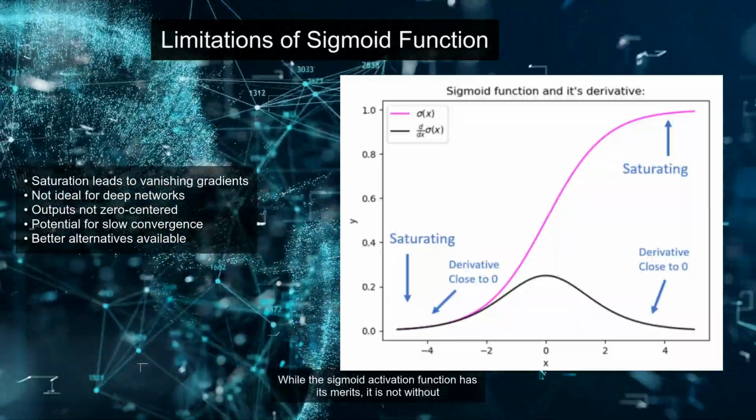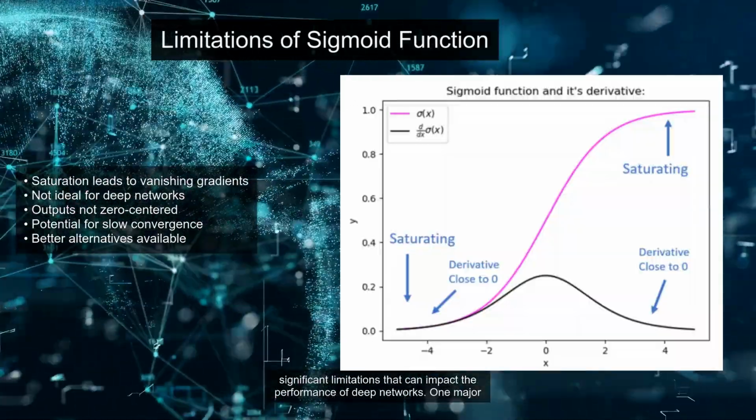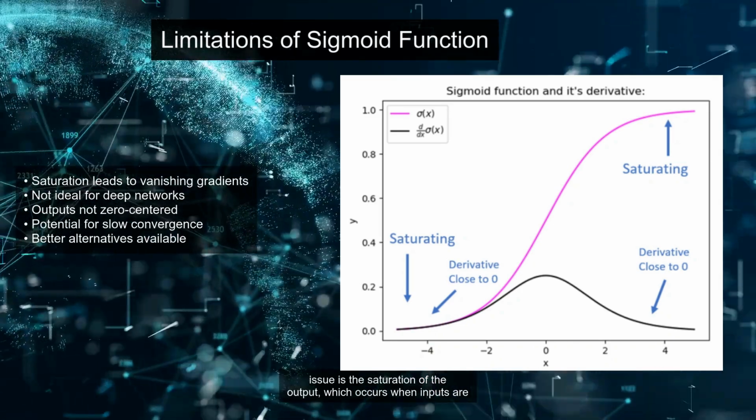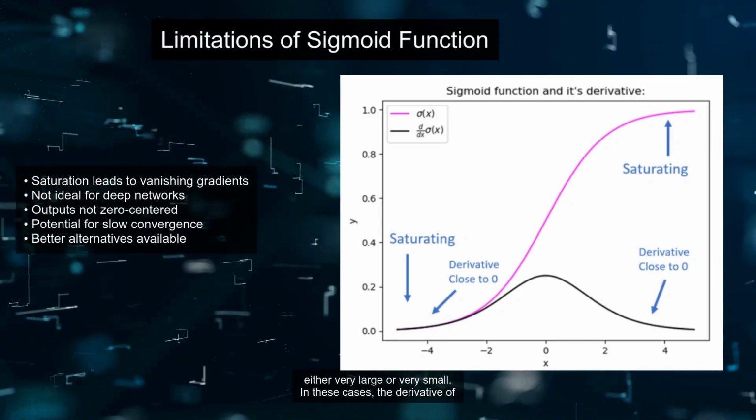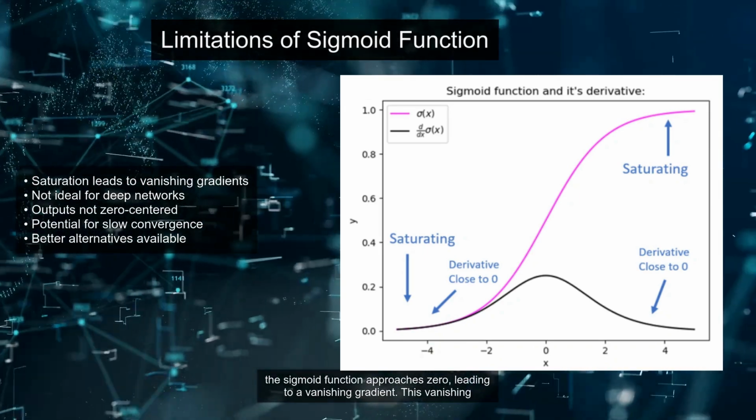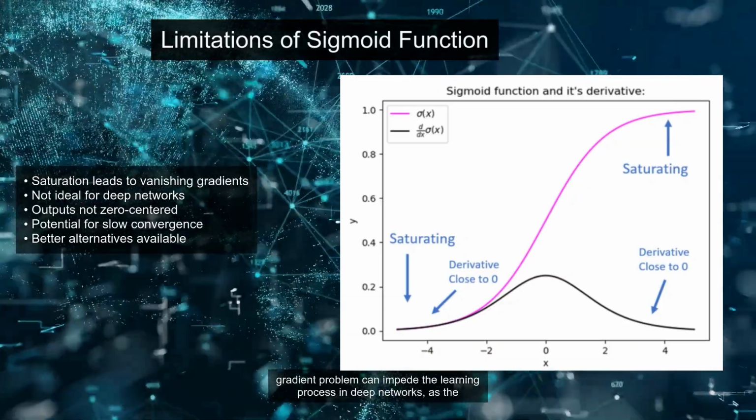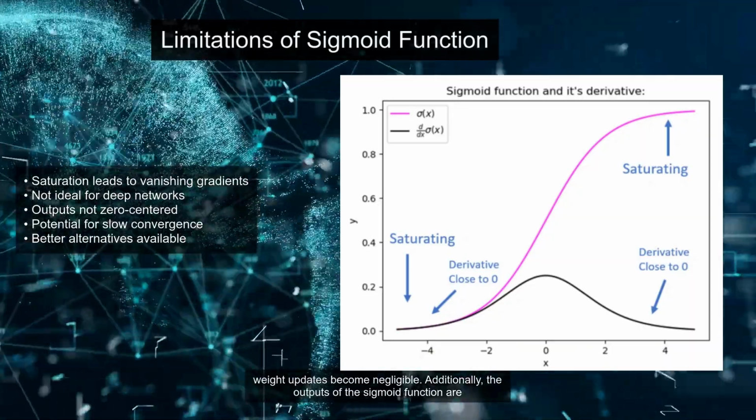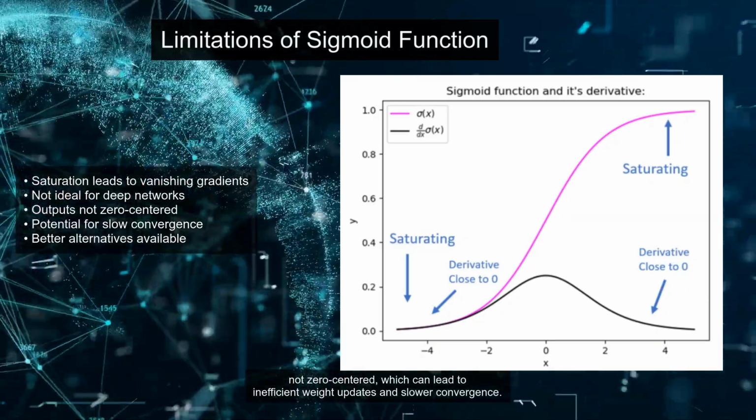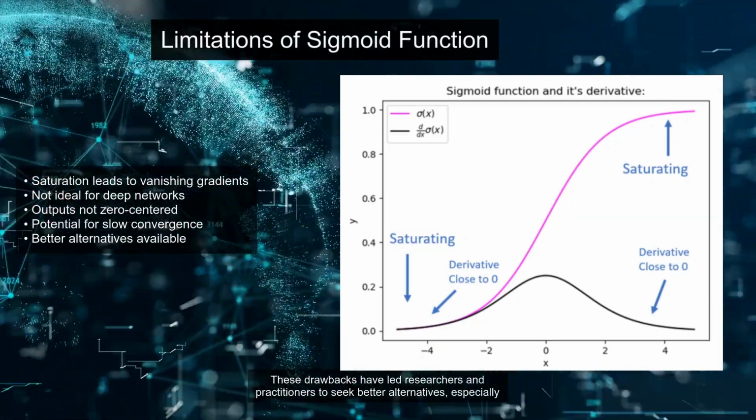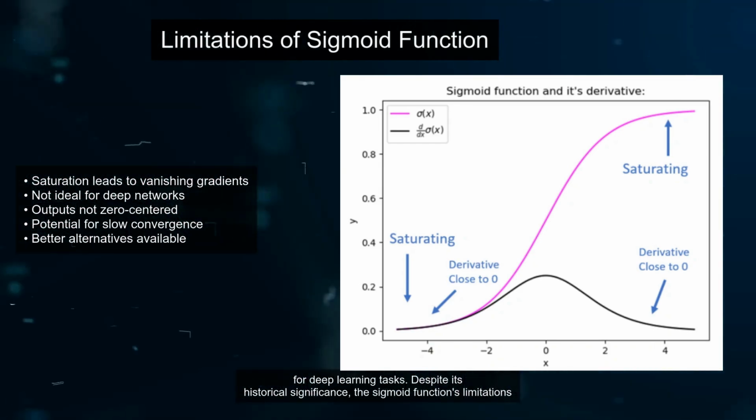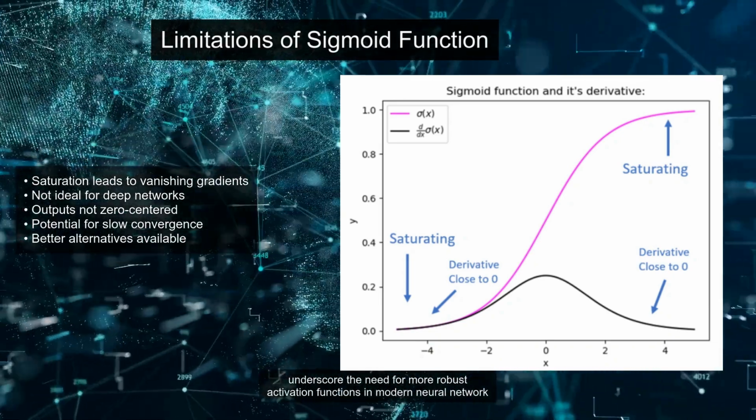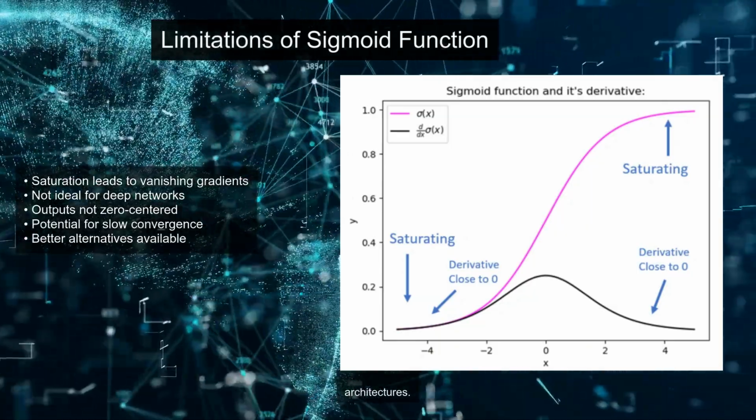While the sigmoid activation function has its merits, it is not without significant limitations that can impact the performance of deep networks. One major issue is the saturation of the output, which occurs when inputs are either very large or very small. In these cases, the derivative of the sigmoid function approaches 0, leading to a vanishing gradient. This vanishing gradient problem can impede the learning process in deep networks, as the weight updates become negligible. Additionally, the outputs of the sigmoid function are not zero-centered, which can lead to inefficient weight updates and slower convergence. These drawbacks have led researchers and practitioners to seek better alternatives, especially for deep learning tasks. Despite its historical significance, the sigmoid function's limitations underscore the need for more robust activation functions in modern neural network architectures.